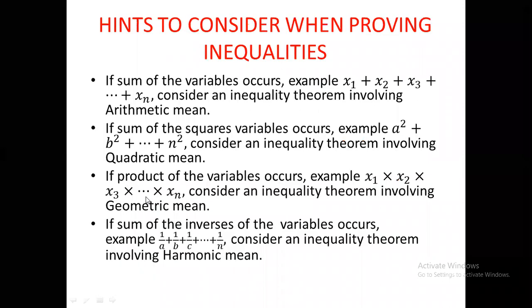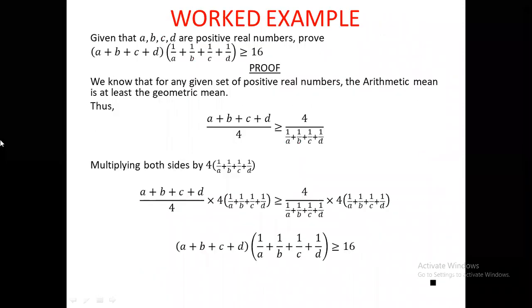So why are we bringing in arithmetic mean and harmonic mean? Because of the nature of what we're asked to prove. So we start from what we know. We know that for any given set of positive real numbers, the arithmetic mean is at least the geometric mean; that is, arithmetic mean is greater than or equal to geometric mean. So now, A, B, C, D: what's the arithmetic mean of A, B, C, D? There are 4 observations.